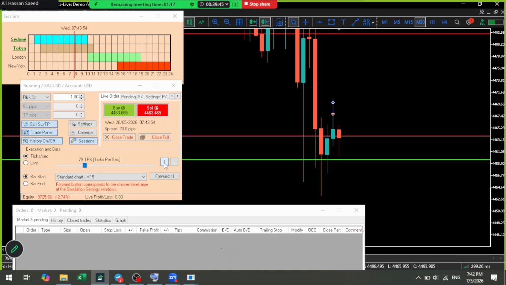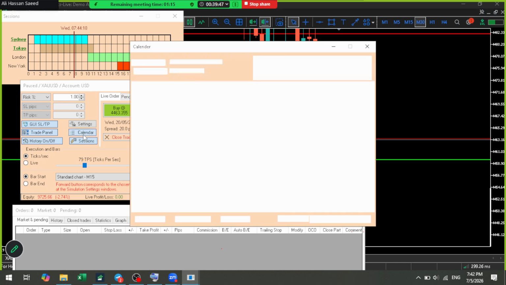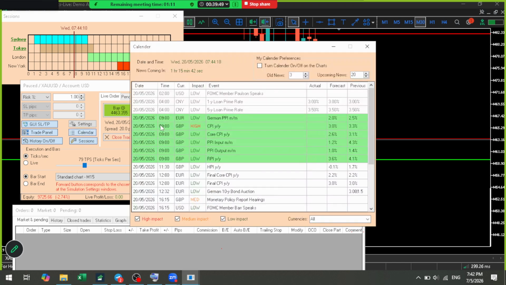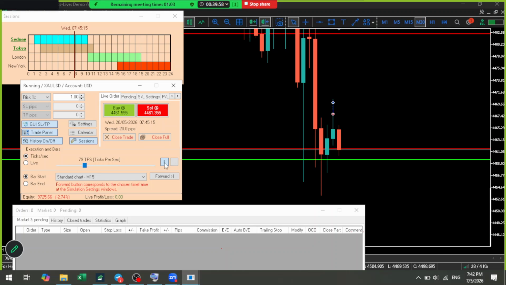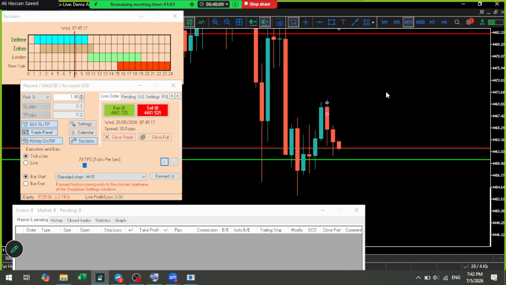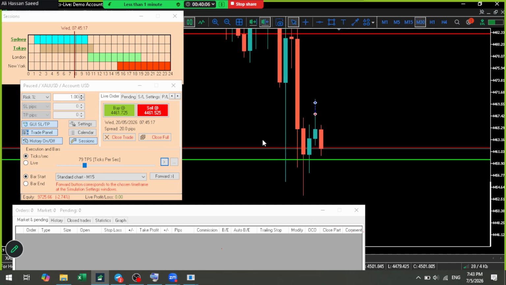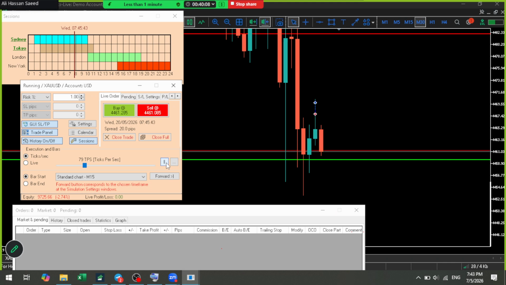Oh, nice sudden movements. Is there any news event today? 20th. GBP, nothing for USD. 15 minutes just closed and it is weak, but let's stick with this.